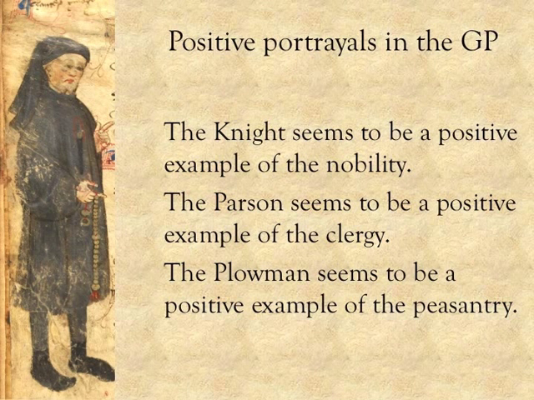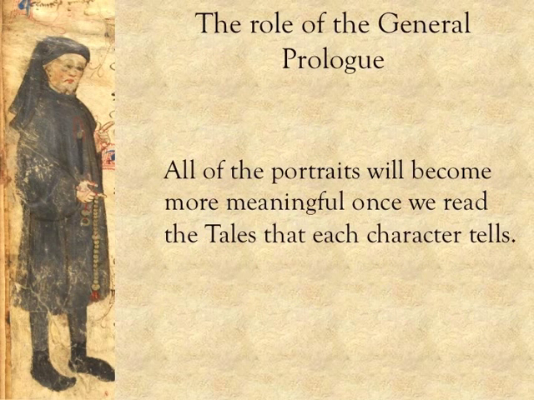Now, to really understand these characters, we will have to wait until we look at their tales. In other words, the General Prologue, while it's interesting in its own right, can't really stand by itself entirely. So we can't really understand what the squire is like until we read the squire's tale. We can't really understand what a character like the miller is like until we read the miller's tale. And we will be reading the miller's, not the squire's, but we'll be reading the miller's tale and the wife of Bath's tale. And we'll be looking back at their portraits in the General Prologue as sort of keys to understanding their character when we get to their tales as well.